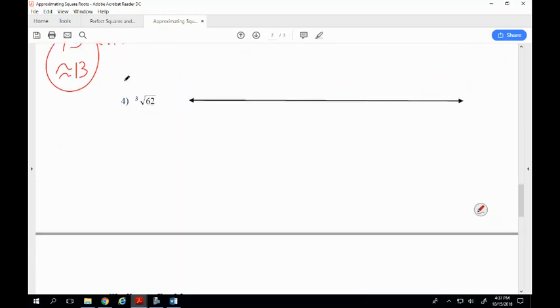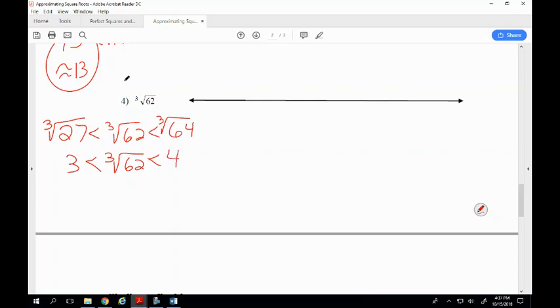You would find that 62 is in between 27 and 64. We take the cube root of each of these numbers. So the cube root of 27 is 3. We bring down our number, and the cube root of 64 is 4. And then again, number on the left stays on the left side of our graph, number on the right. Find something in the middle, which is 3.5, and compare our gap.